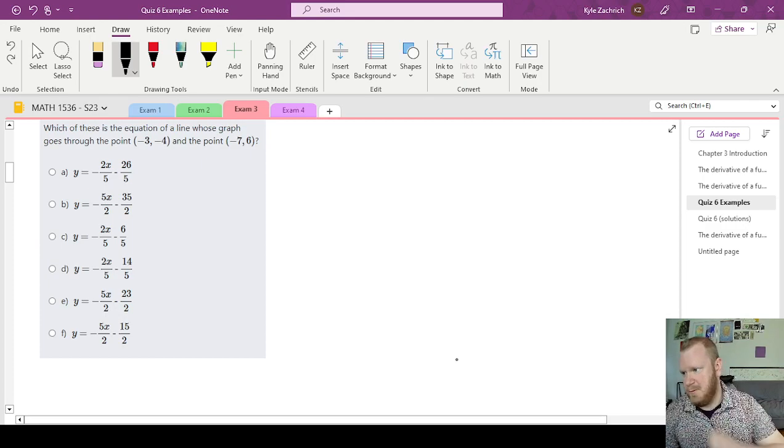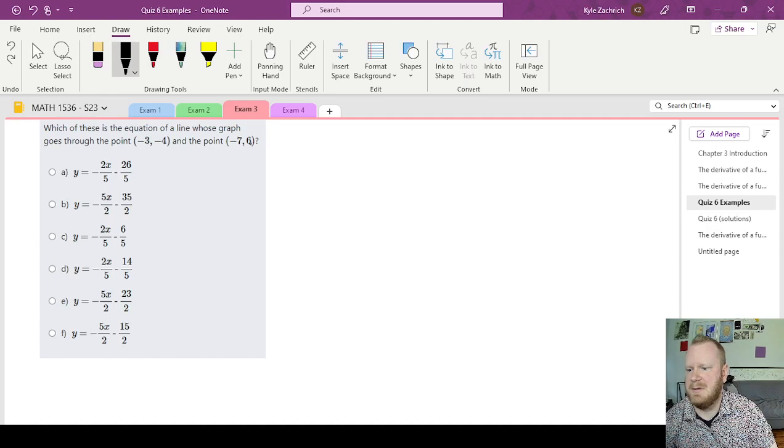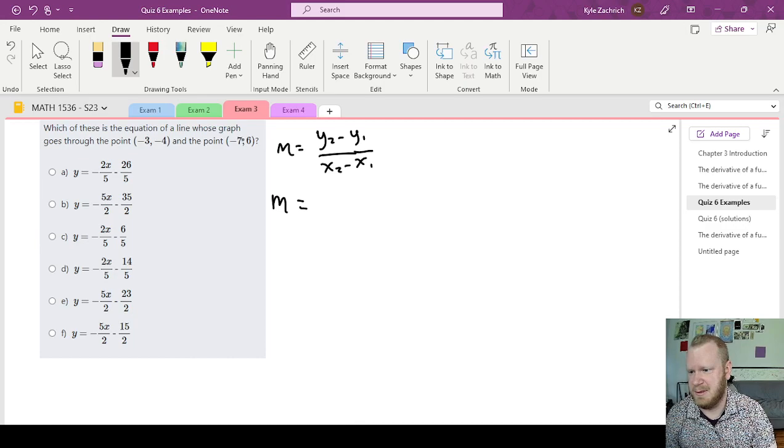This next one, which of these is an equation of a line whose graph goes through the points negative 3, negative 4, and negative 7, 6. So first thing we want to do is identify the slope. Okay, so the slope is going to be, let's use this as our second point, so negative 7 minus negative 4.